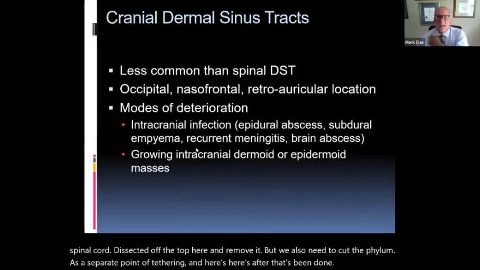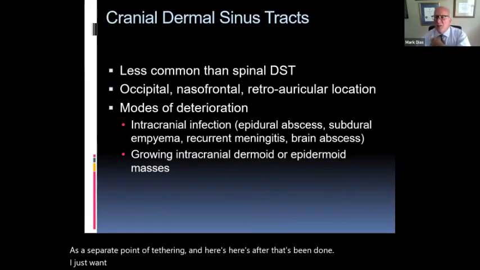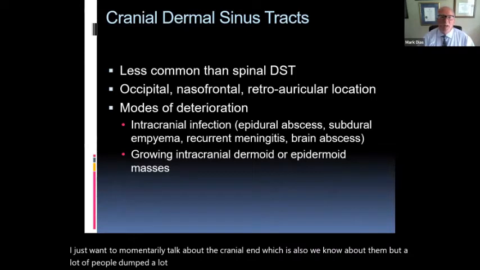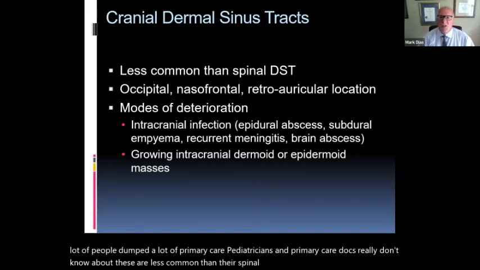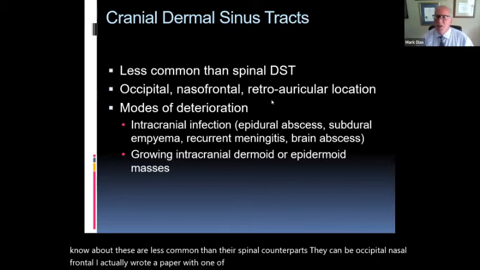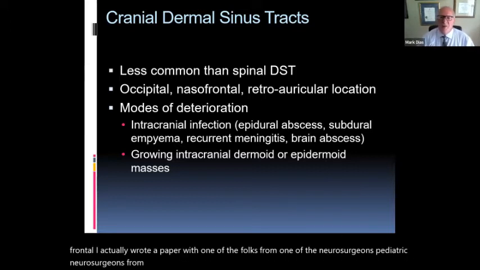I just want to momentarily talk about the cranial end, which is also, we know about them, but a lot of people don't. A lot of primary care pediatricians and primary care docs really don't know about these. These are less common than their spinal counterparts. They can be occipital, nasofrontal. I actually wrote a paper with one of the pediatric neurosurgeons from Tehran about bilateral retroauricular dermal sinus tracts.